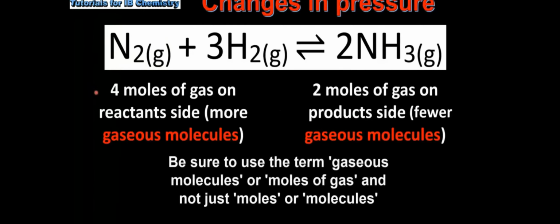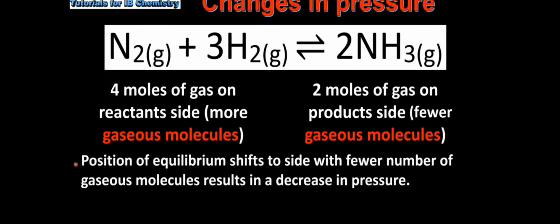The reaction we look at is the Haber process, in which nitrogen and hydrogen react together to form ammonia. In this equation, we have 4 moles of gas on the reactant side and 2 moles of gas on the product side. This means on the reactant side, we have more gaseous molecules, and on the product side, we have fewer gaseous molecules. When the position of equilibrium shifts to the side with a fewer number of gaseous molecules, this results in a decrease in pressure.